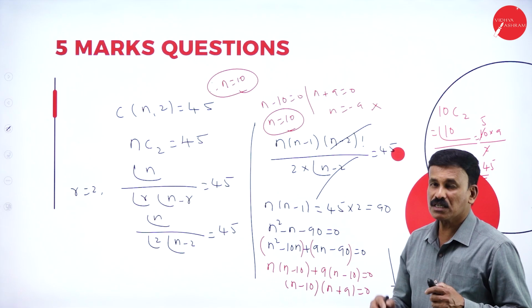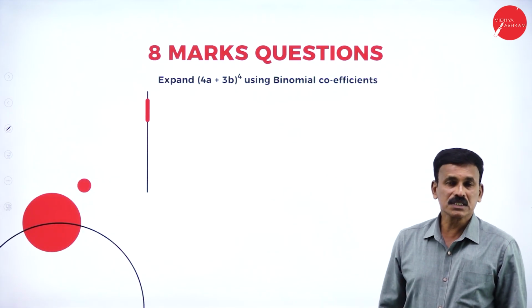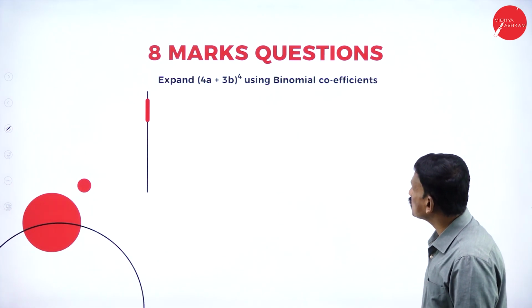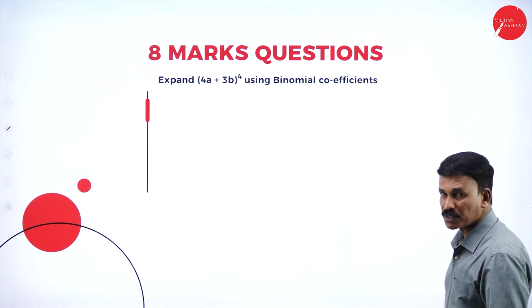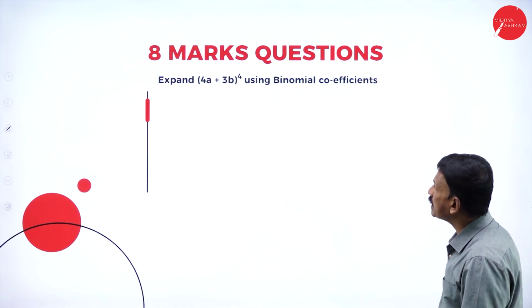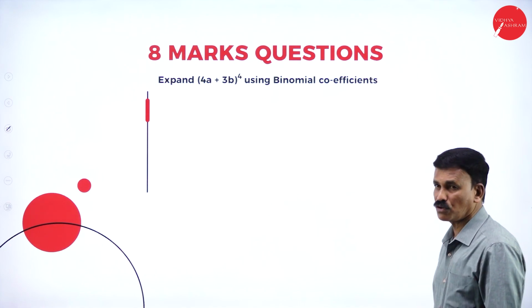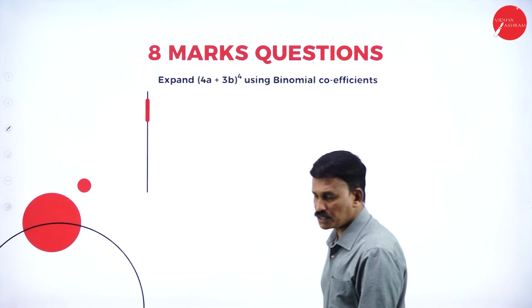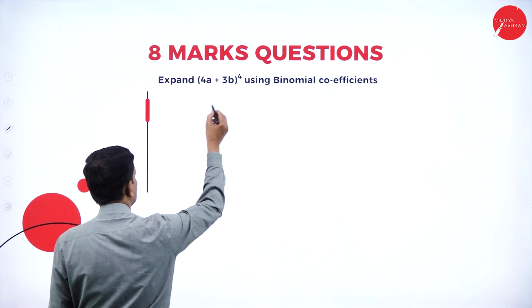Now, let me take one very important problem on binomial theorem for 7 or 8 marks. These type of problems are very important. This is an important problem for 8 marks. Sometimes they may ask for 7 or 8 marks. Expand (4a plus 3b) to the power of 4 using binomial coefficients or by binomial theorem. What is given? (4a plus 3b) to the power of 4.